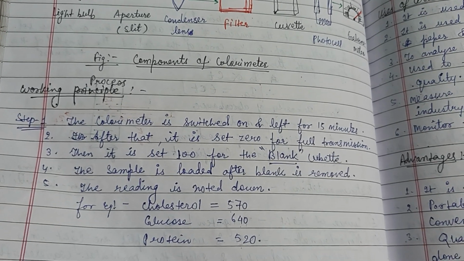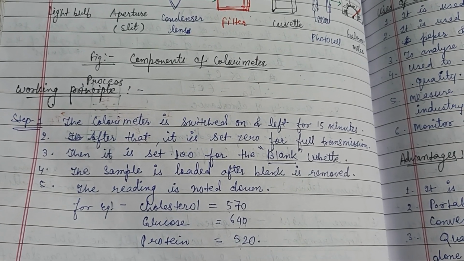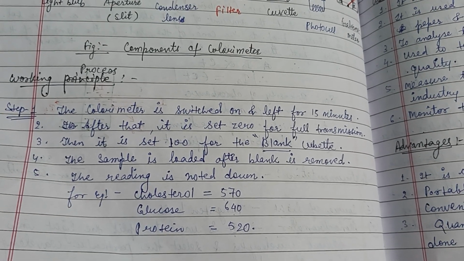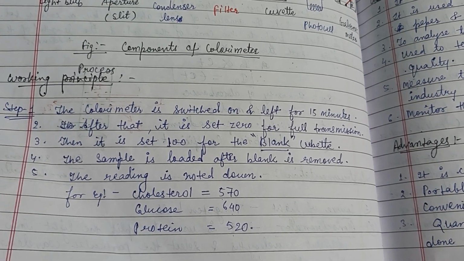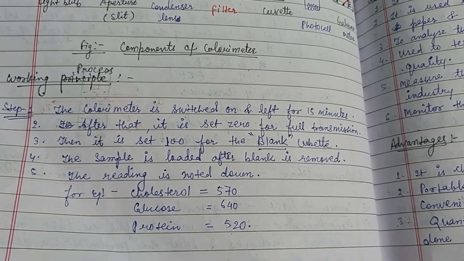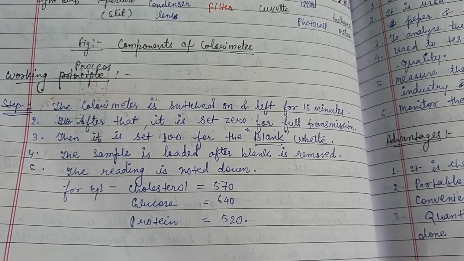Working principle: the colorimeter is switched on and left for 15 minutes. After that, it is set to 0 for full transmission. Then it is set to 100 for the blank cuvette, and the sample is loaded after the blank is removed. The reading is noted down, and here are some examples.